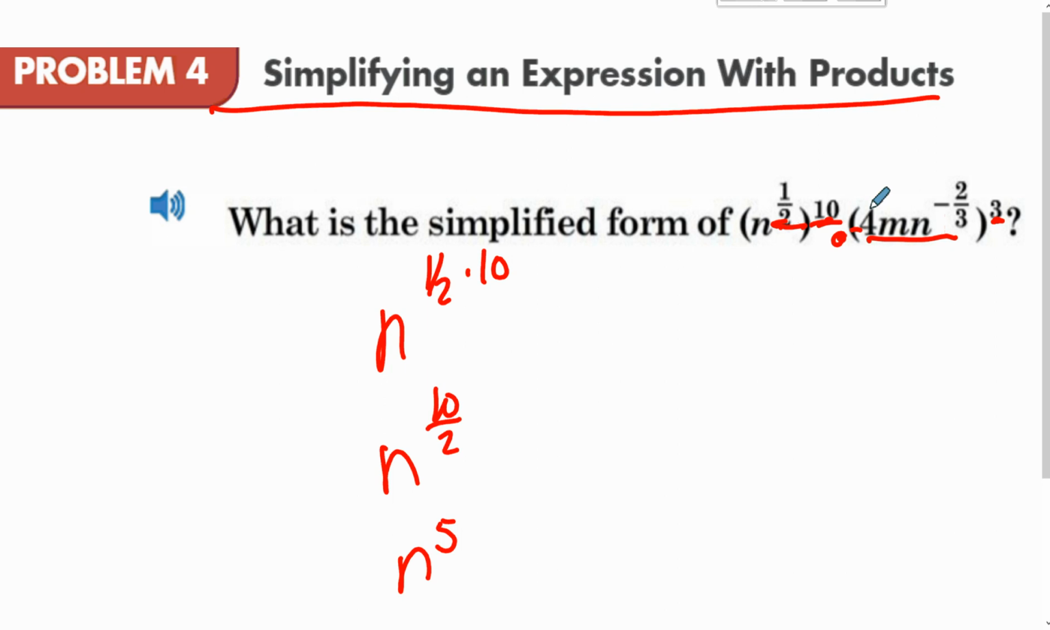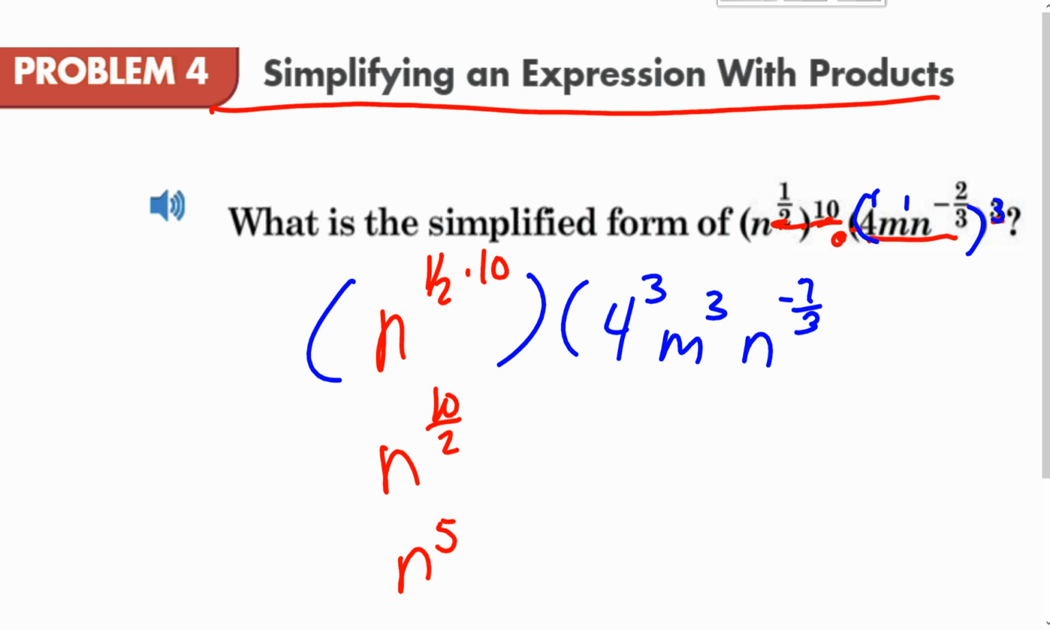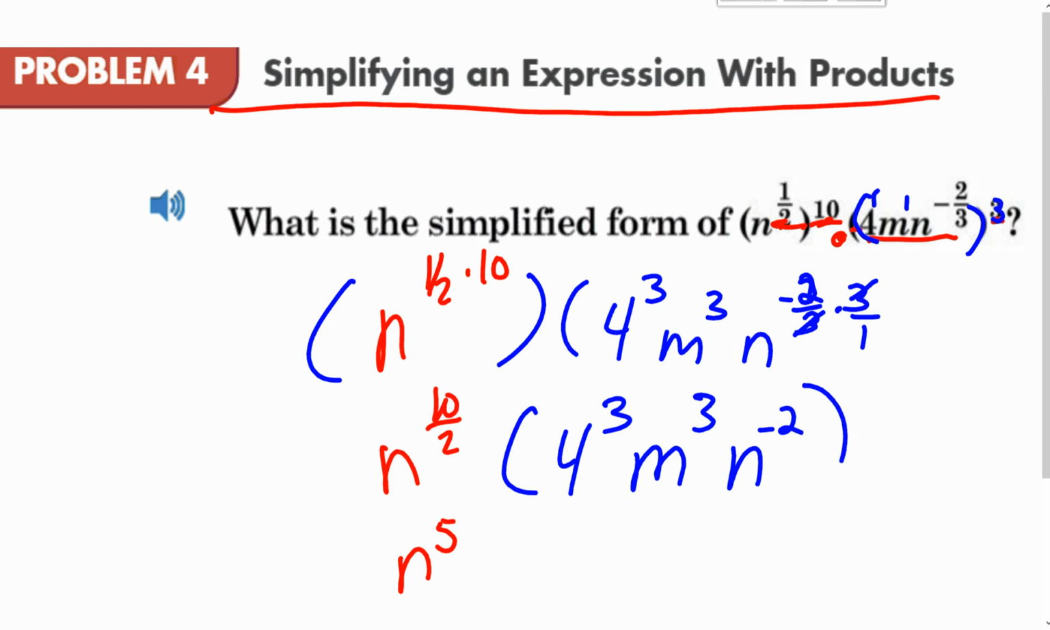Now I do the product one. So that means this 3 is going to go to all three exponents. This 4 is an exponent, this m is an exponent, and the negative 2/3 is an exponent. So I'll put this in parentheses. So we have 4 to the 3, m to the 3, and n to the negative 2/3 times 3. These 3s will cancel because there's a 1 underneath here, so we can cross cancel. So we get 4 cubed, which is 4 times 4 times 4, which is 64. And we get m cubed and then n to the negative 2.